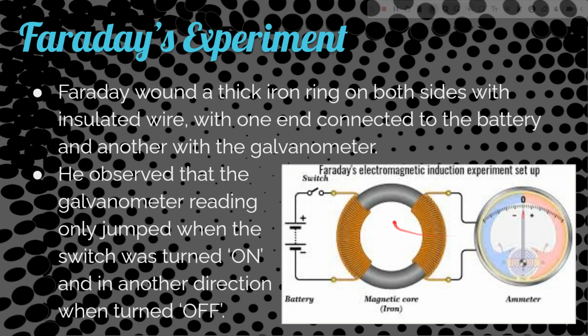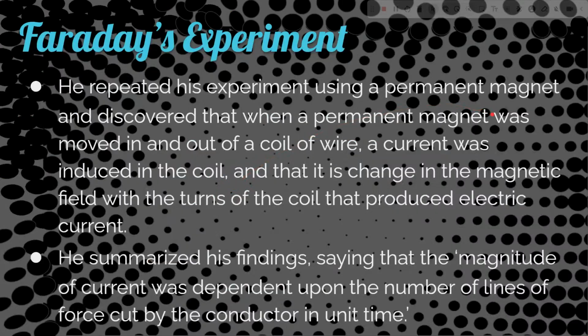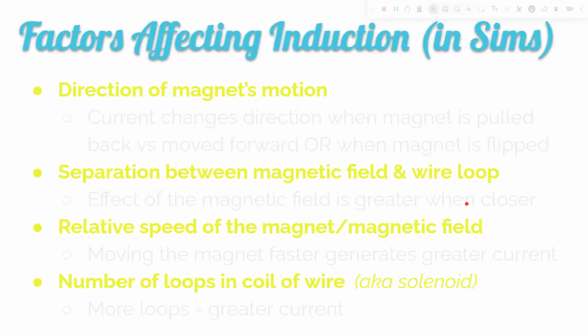Okay, if it's just sitting there running, it's not going to do anything over here. It has to be a change. He repeated the experiment doing what I just showed you in the video, where he took a permanent magnet and moved it in and out of a coil of wire, and he noticed that it was only when the magnet was moving, where there was a change in the magnetic field, that we got a current reading.